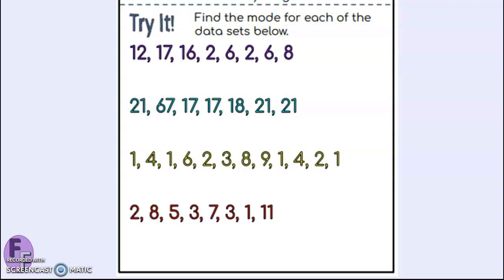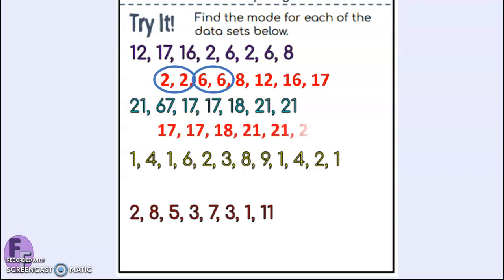Step 1, put the numbers in order from smallest to largest. Then circle the numbers that occur the most often. In this case, we have 2 6s and 2 2s. So we have 2 different modes. Both 2 and 6 are considered the mode.